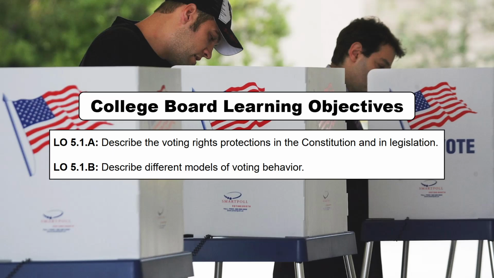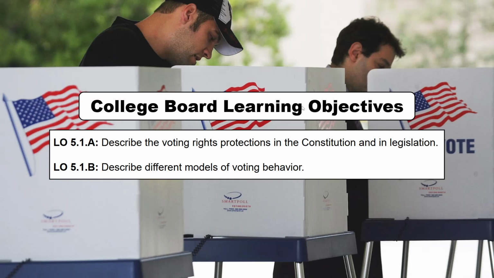By the time we finish these two slides, you'll be able to trace how voting rights have expanded over time, especially through constitutional amendments, and you'll be able to identify and compare the four main models of voting behavior before we conclude with these two slides.